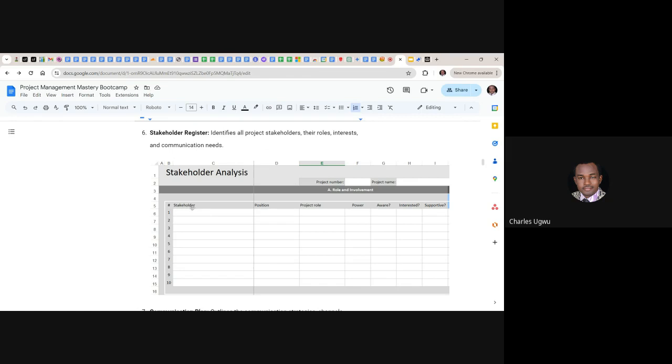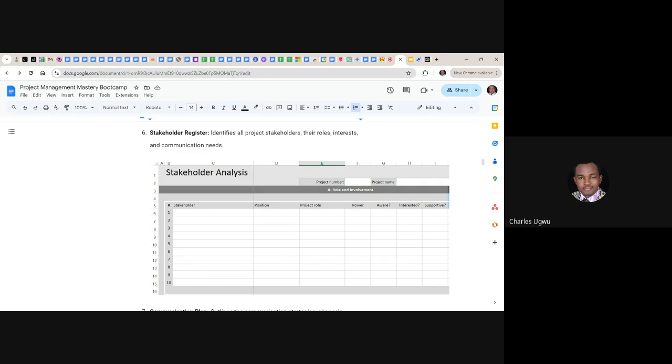Once you identify them, you write their names here under stakeholders. Then you write their position in the organization, then their role in the project. Something that confuses a lot of people is position in the organization versus role in a project. There can be a CEO of a company who equally becomes a project manager. Who says that a CEO cannot be a project manager? Like me, I have my small companies, but I'm the project manager as well. I can even become the developer in my company, but I'm still the CEO.